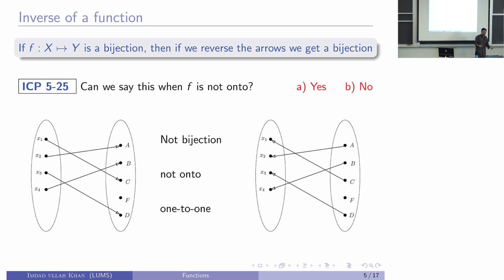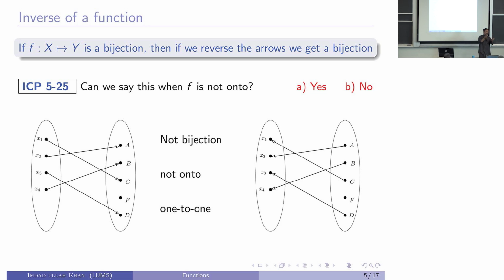If the function is not onto, is this function on the left onto? Why is this onto or not? Why is this function onto? Is it onto? Why not? F doesn't have a pre-image. F is not assigned to anything, so this function is not onto. Now if I reverse the arrows, will I get a function, or what type of function will I get? Will it be a function? Why not? Because then f will not be mapped to anything, right?